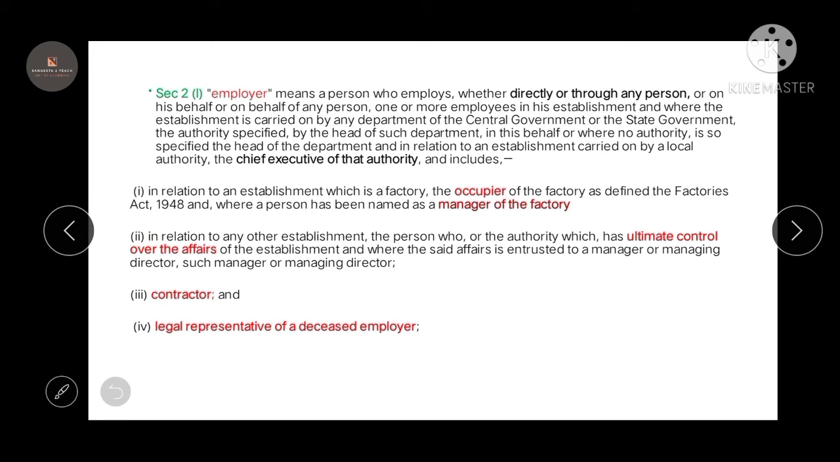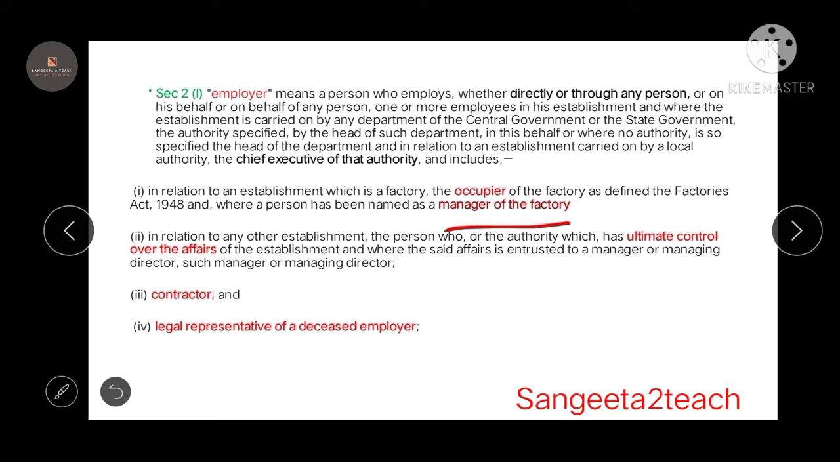Coming to the definition of employer. The definition has been modified now. Section 2(l) deals with the definition. Employer means a person who employs, whether directly or through any person, or on behalf of someone else. It can be in a central government or a state government, or if there is no authority, it would be headed by the local authority. The chief executive of that authority may include the occupier, whoever is occupying that particular factory. The occupier or the head of the factory, that is the manager of the factory, will be the authority.